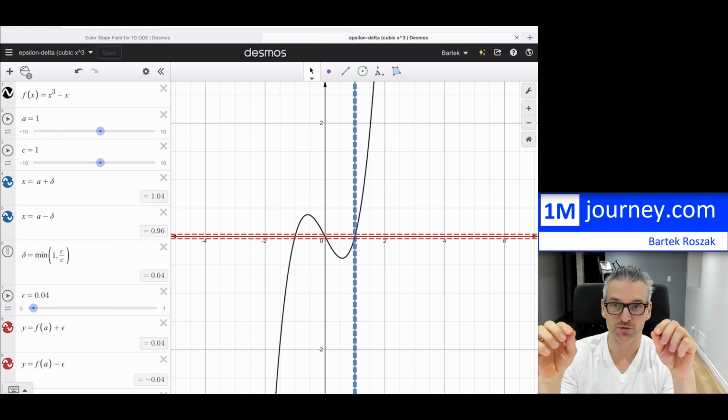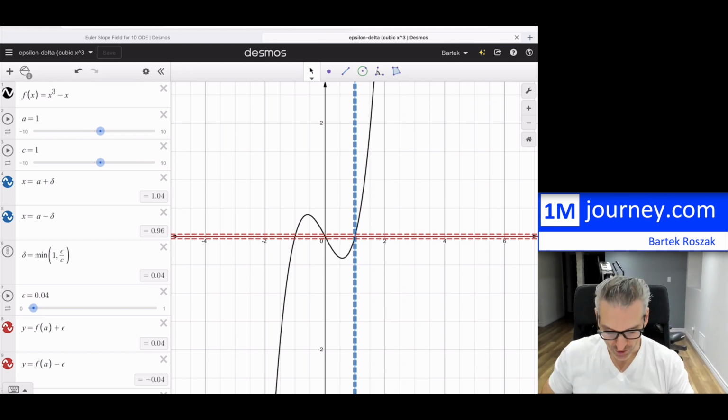Now, our goal is not just to make it visual, but also just to go through the whole process of understanding how do you find the delta for a given epsilon. So we're going to take a look at several functions, which are going to be cubic, and they're going to be some easier and some harder ones, and then generalize the entire case.